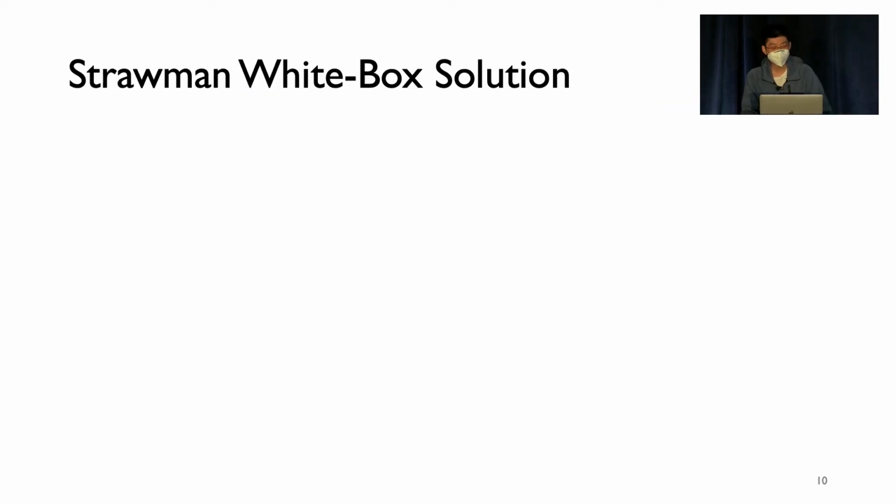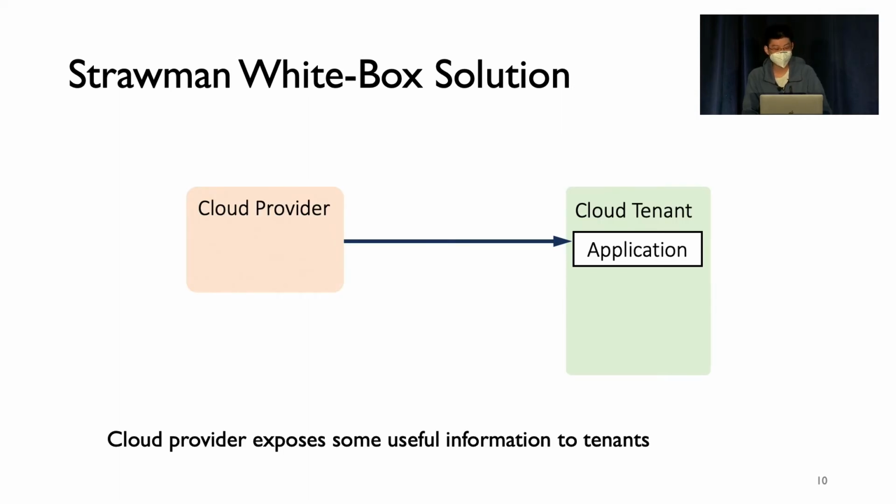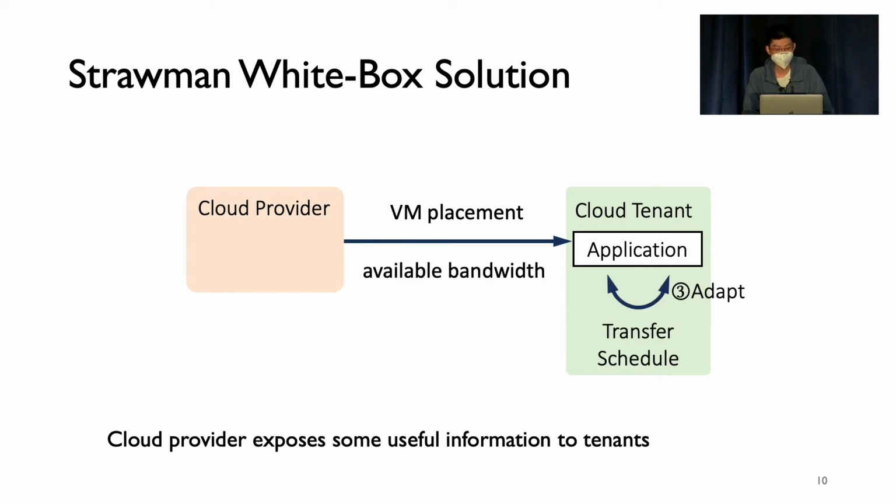In this paper, NetHint also considers a white box solution. But let's first explore a Strawman solution. The idea of white box is to let the cloud provider expose some useful information to the tenant. For example, the topology information might be useful for applications to make topology-aware scheduling decisions. Then we can let the provider reveal the VM placement in the physical network. The cloud provider can also tell the tenant how much bandwidth it can get, so that the tenant's applications can update its transfer schedule based on the bandwidth information.